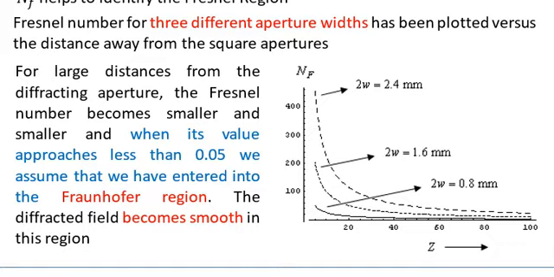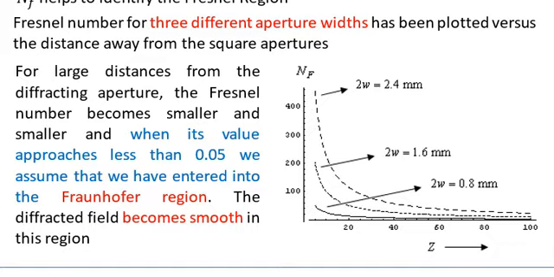As Z increases on the left hand side, all the Fresnel numbers will decrease. The Fresnel number will decrease immediately for the narrowest aperture, 2W equal to 0.8. It decreases very quickly when we increase the Z value, and at approximately Z equal to 40 or around that, it becomes nearly equal to 0. Similarly for the others.